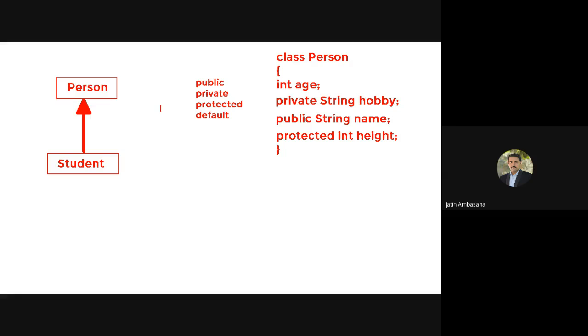So I'll just write over here. Here we have age, hobby, name, and height. Whereas in the student, which one do we have? In the student, we have age, then name, and then height.